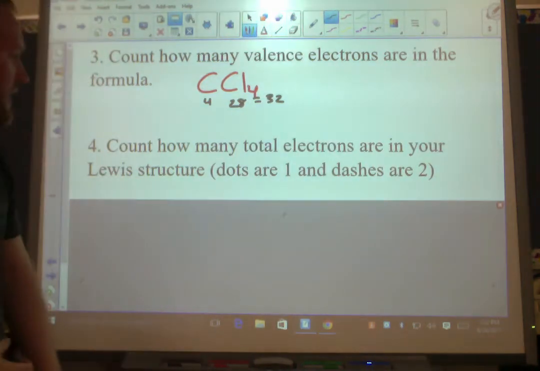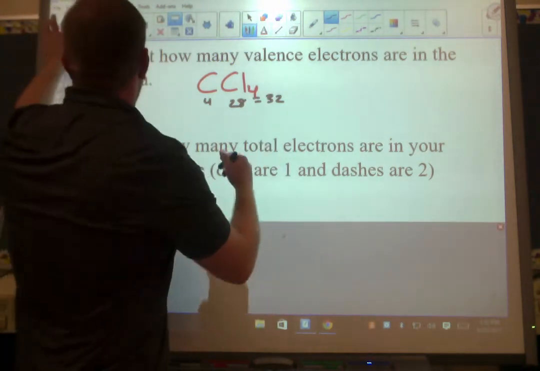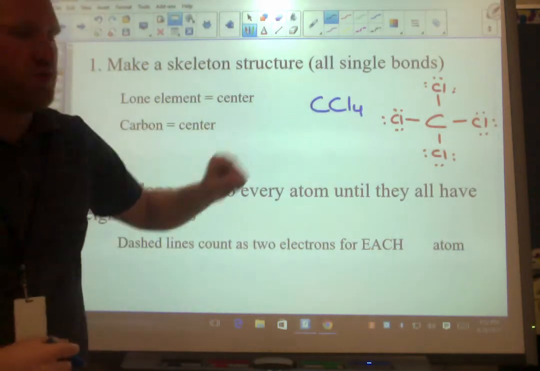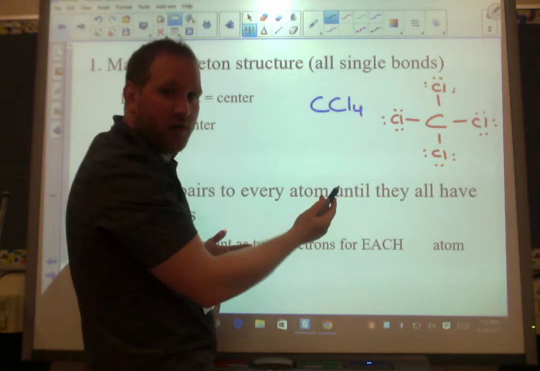Step 4. Count how many total electrons are in your Lewis structure. So let's look back at our Lewis structure, which we drew here. Let's count the electrons. The dots count as 1 each, so a pair of dots is 2.